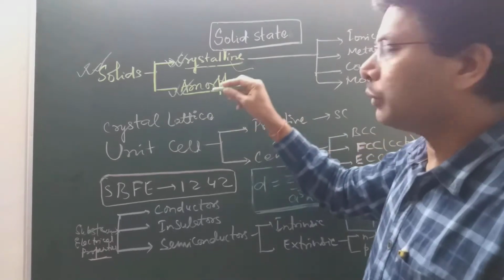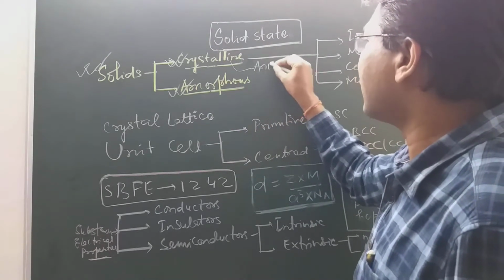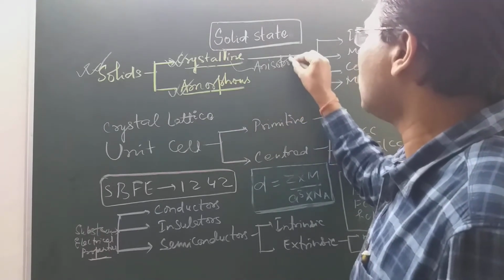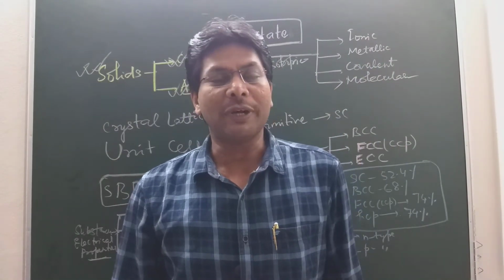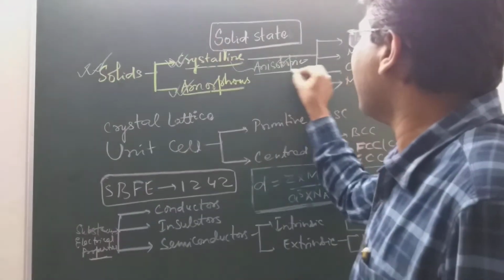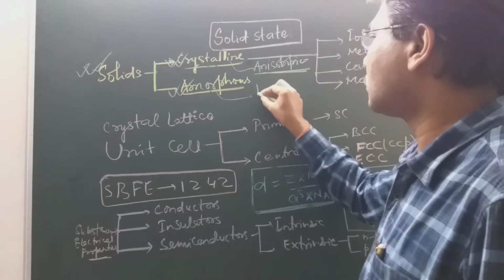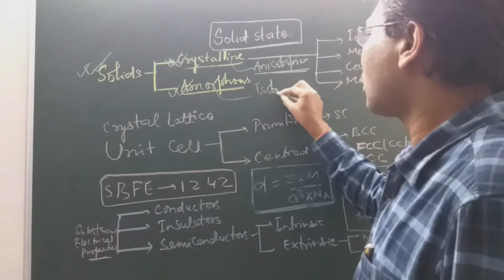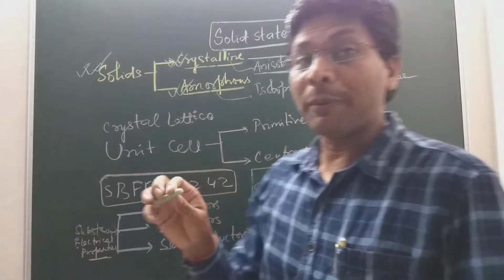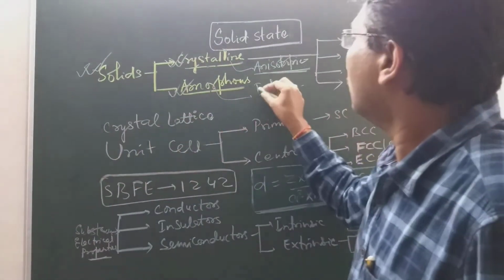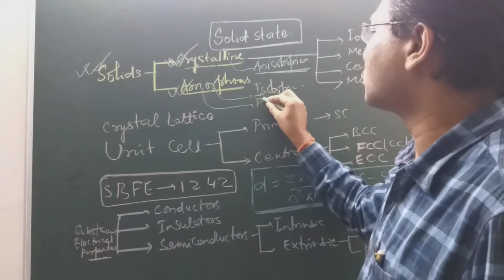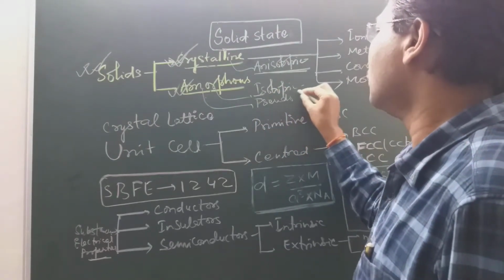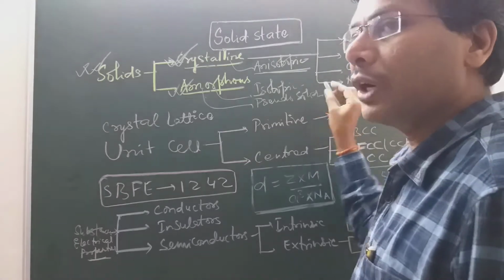For crystalline solids, you have to note down an important point: it is anisotropic. That means it has different physical properties in different directions. But amorphous solids are isotropic. Isotropic means it has the same property in different directions. Crystalline solids are true solids, and amorphous solids are regarded as pseudo solids, also called supercooled liquids.